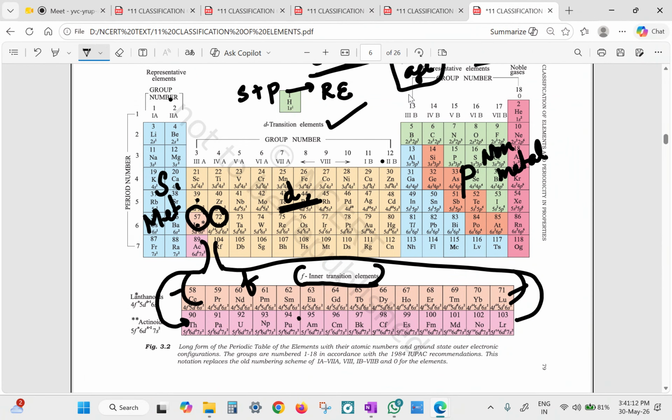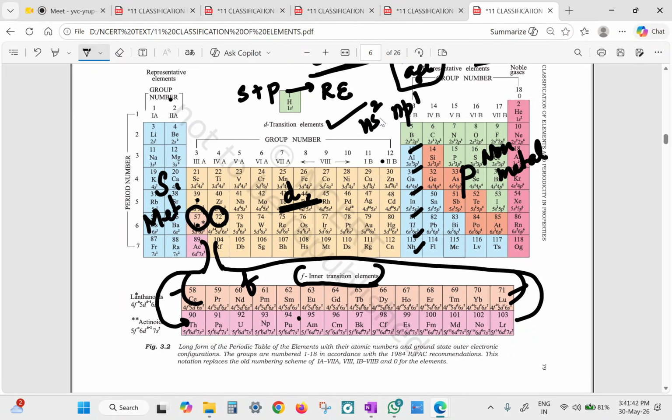See now, can I put it as np1? Look at it: 2p1, 3p1, 4p1, 5p1, 6p1 and 7p1. Can I put it as ns2 np1 for the p block elements? No, but this is only for group 13 elements, right? The ns2 np1 is only for group 13, correct?